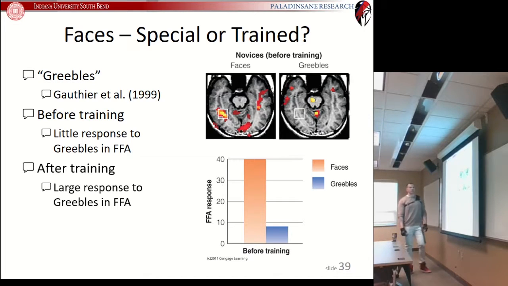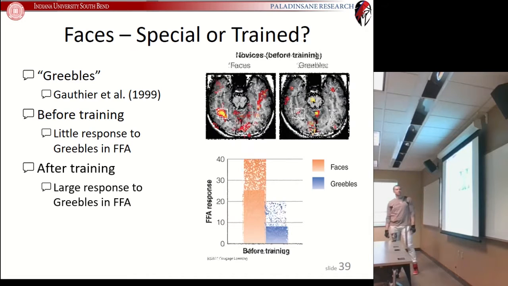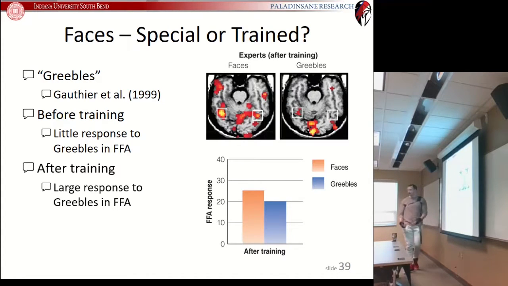So what did they actually find? Well, they found that increase. When they showed these trained observers, once they could identify Greebles, these Greebles, there was actually a large response in the fusiform face area for these Greebles. So this is before training, and that's what happened after training in this experiment.